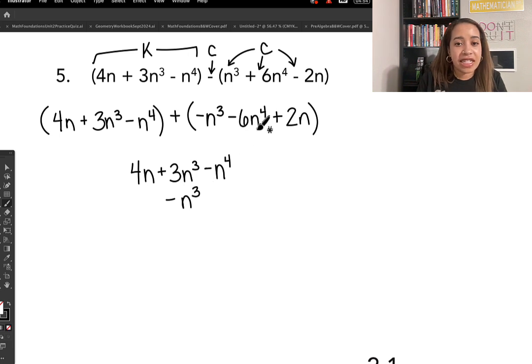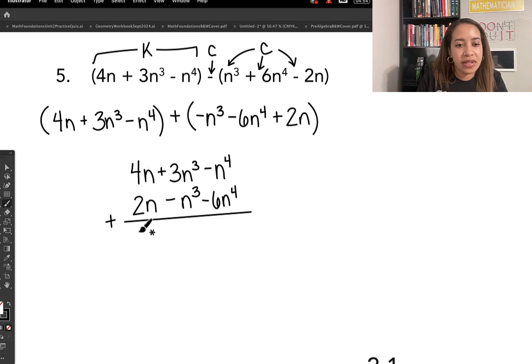My negative 6n to the fourth power matches with my negative n to the fourth power. So here's negative 6n to the fourth. Finally, our 2n matches with our 4n. Now that I've found all of the pieces that look alike, I can add them.